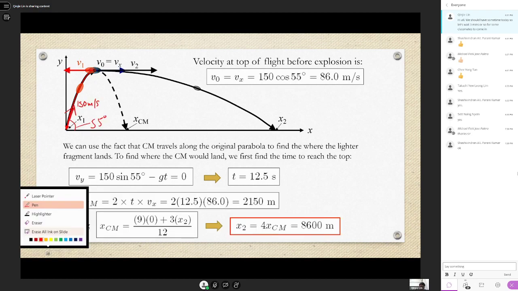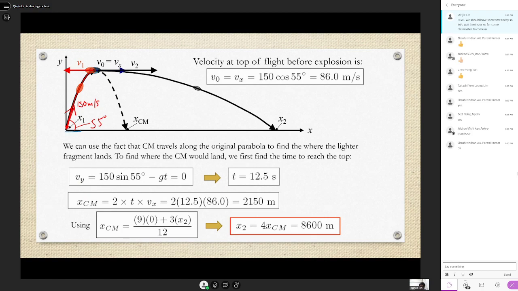We can find the horizontal component, right? We can resolve the horizontal component. And the horizontal component is 150 cosine 55. Correct? 150 cosine 55. That is the horizontal component.